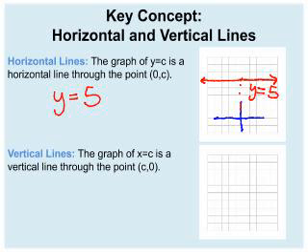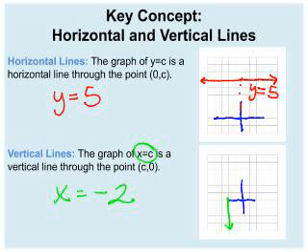Down here, a vertical line is in the form x equals c, where c is a number. So if I had x equals negative 2, I would have a vertical line at negative 2. So I'm going to locate my 0, 0, and then locate an x of negative 2, which would be right here, and then I'm going to draw in my vertical line. Again, you should be using a straight edge.